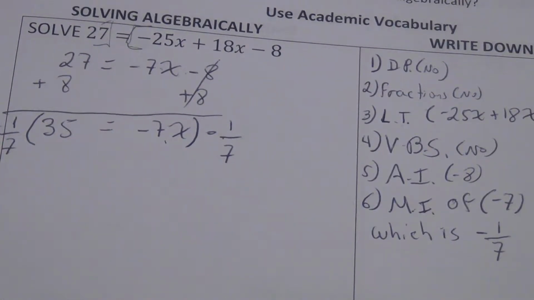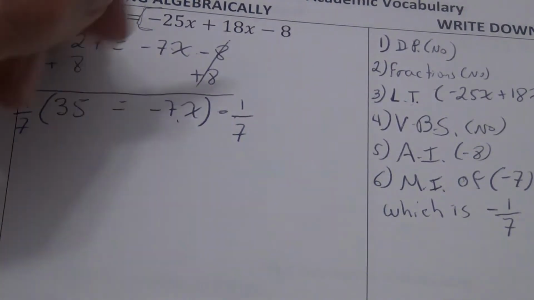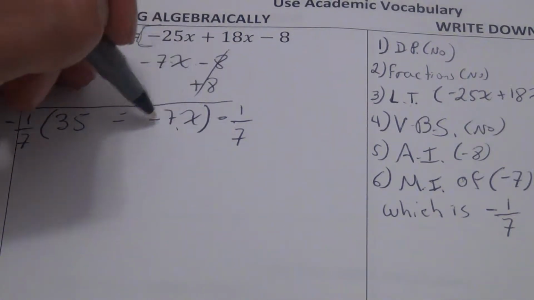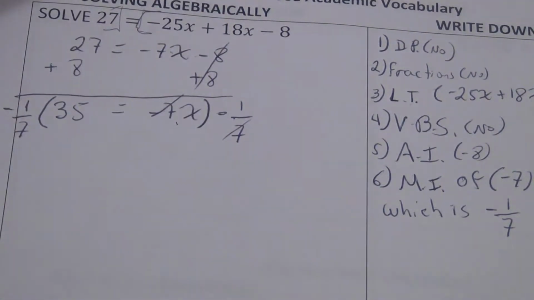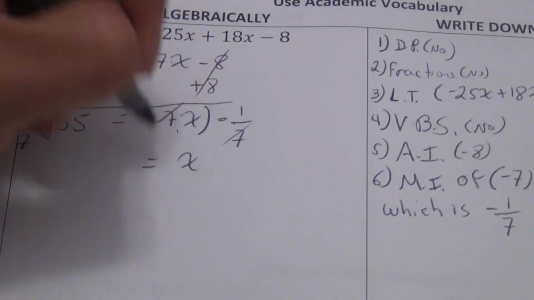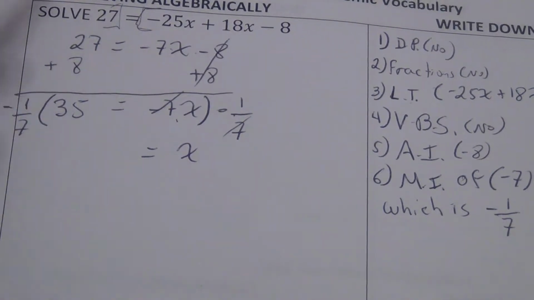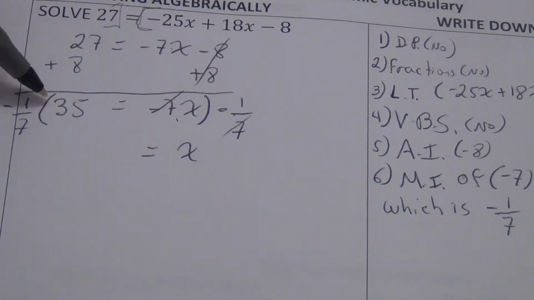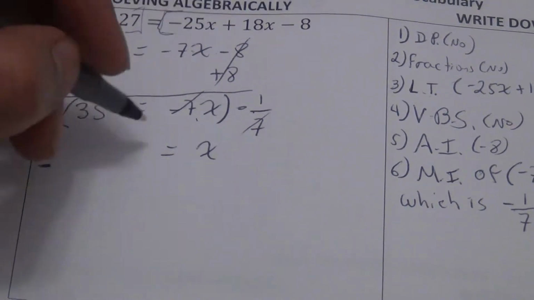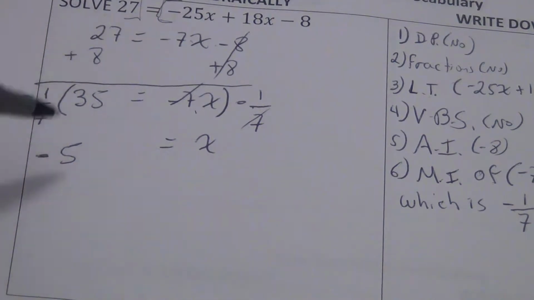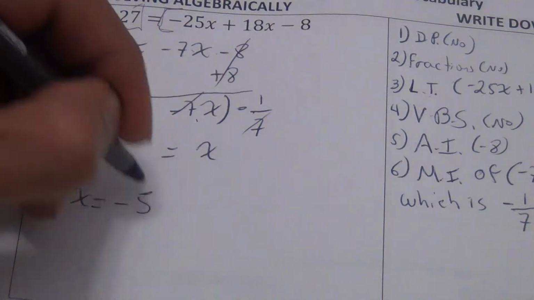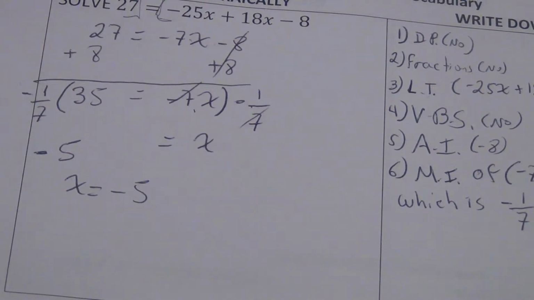Okay, so we get that. Now what's the idea behind multiplying by the reciprocal? To cancel out. When you multiply by negative 1 over 7 and divide by negative 7, they cancel out. That leaves you with your x. Now look, negative times positive is negative, so my answer is going to be negative. Now 35 divided by 7 is 5. So x equals negative 5, not 5. Okay, and that's basically what you do.